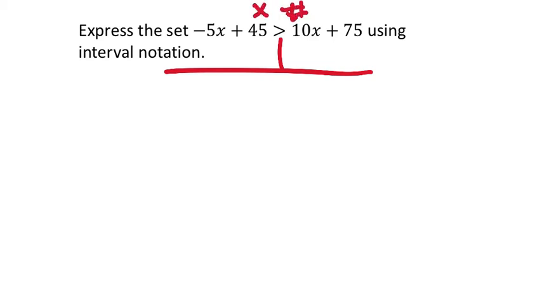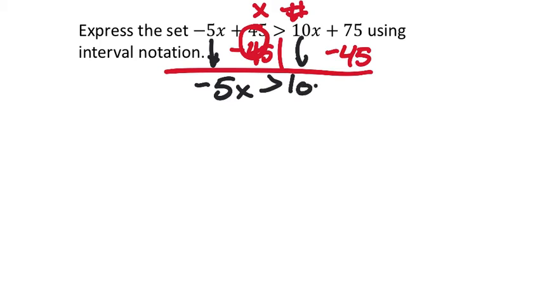So that positive 45 is on the wrong side. It's on the x side of things, so I'm going to have to subtract 45 from both sides there. Okay, so that does zero that out. I will drop my negative 5x's, which is now greater than, we'll drop the 10x as well. And 75 minus 45, that's going to be positive 30. So plus 30.